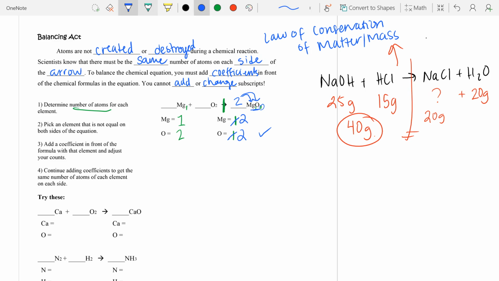And I say, okay, my magnesium's here. What times 1 will give me my answer to be 2? I say 2 times 1 gives me 2. And now I can see that they're equal on both sides, and I'm complete.